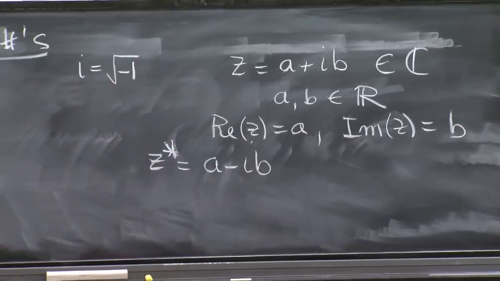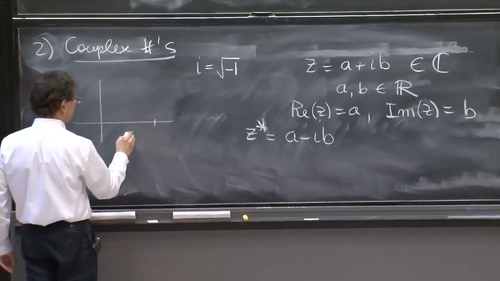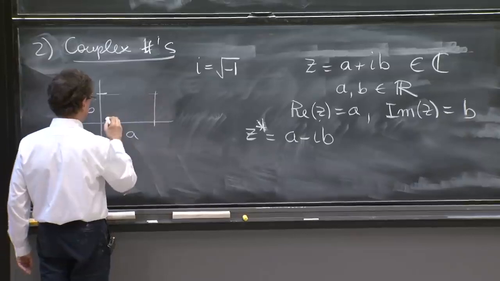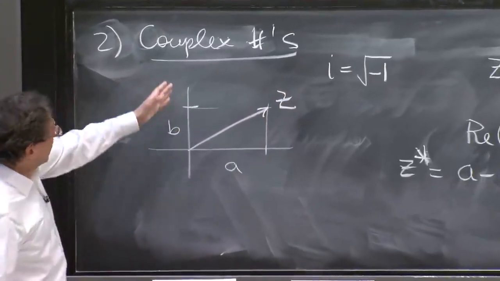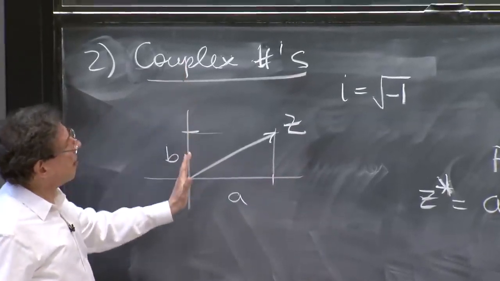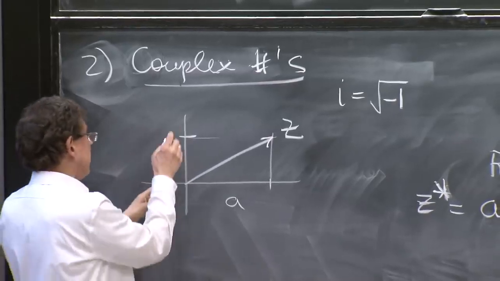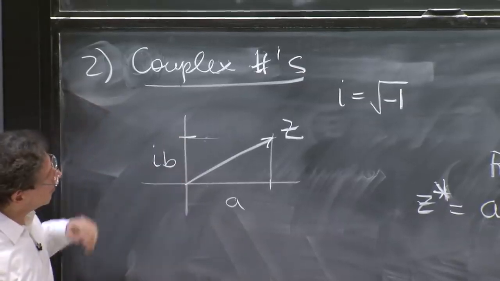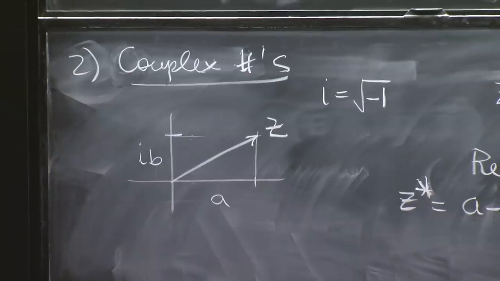And we picture the complex number z by putting a on the x-axis, b on the y-axis, kind of like putting the real numbers here and the imaginary parts here. So you can think of this as ib or b, but this is the complex number. Maybe ib would be a better way to write it here.